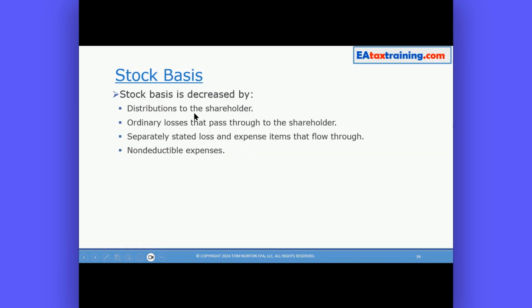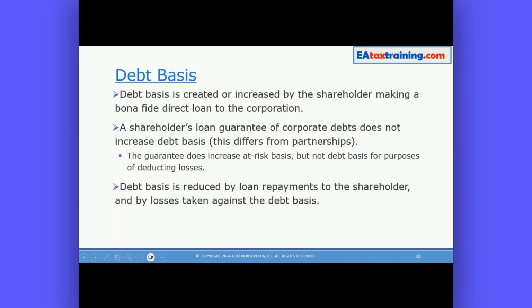So what decreases stock basis? Distributions out to the shareholder, so dividends to the shareholder will decrease basis. Ordinary losses that pass through to the shareholder decrease basis. Separately stated losses and expense items that flow through to the shareholder decrease basis. And then non-deductible expenses decrease stock basis. So you will just want to read over those lists and understand what increases and decreases stock basis.